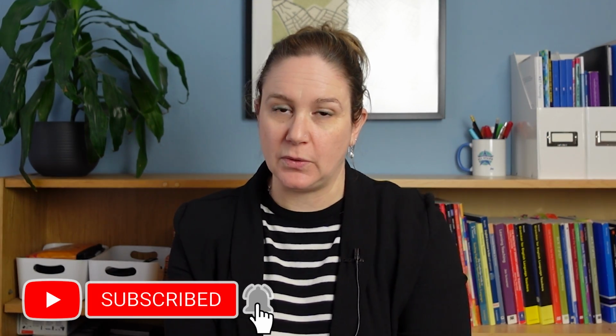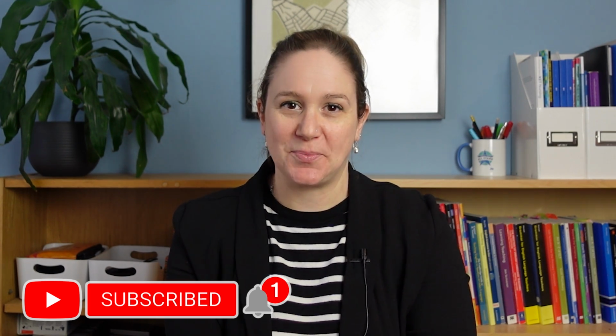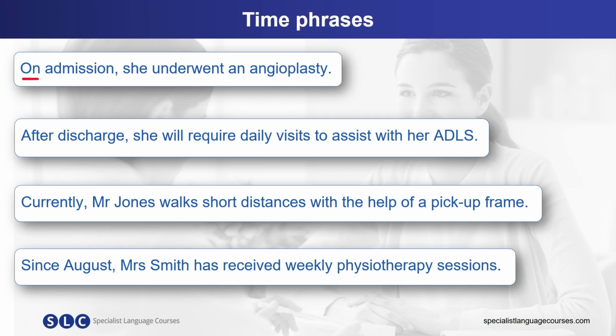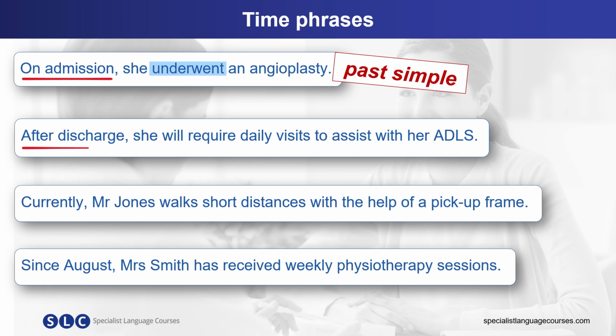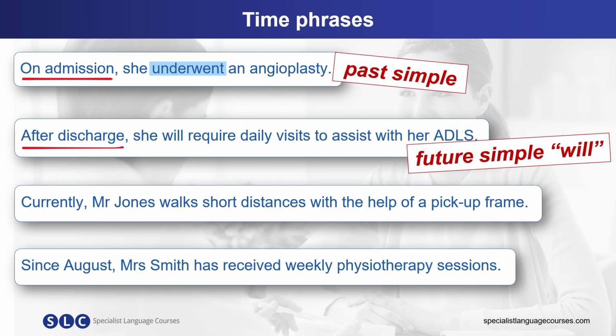Time phrases can also influence the tenses that you use. Let's take a look at that now. When we use on admission, we know that this happened in the past, so we will be using the past simple. In this case, underwent. When we use after discharge, we are talking about what will happen once the patient goes home, so we need to use future simple with will. For example, here we say will require.